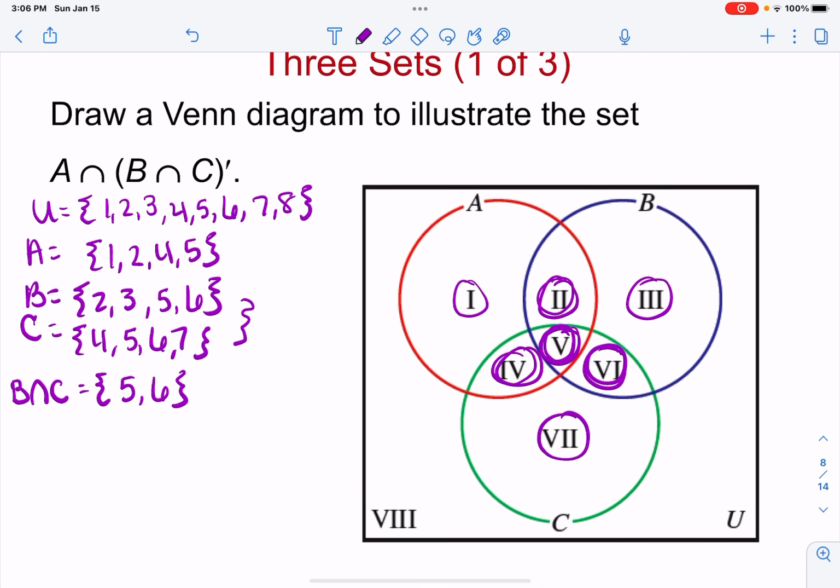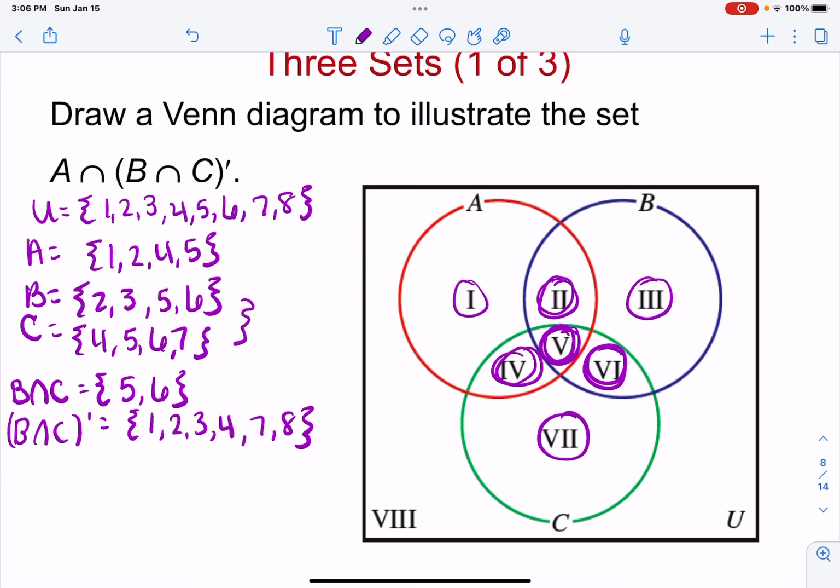Okay, so now what we've got to do is the not of that. So we want to include everything that's not in the intersection. So that would be 1, 2, 3, 4. 5 and 6 are in, so 7 and 8 are out. So I would do 7 and 8.